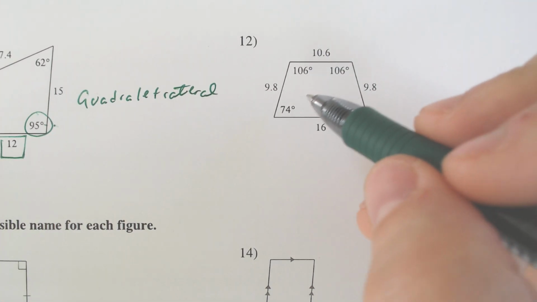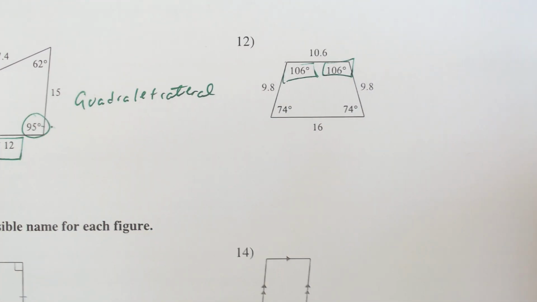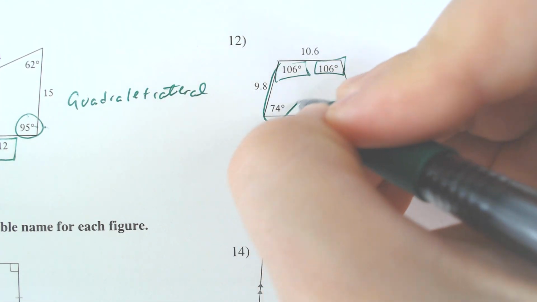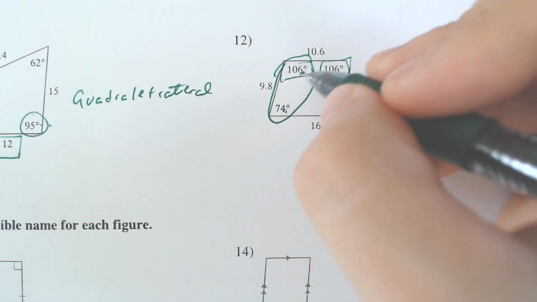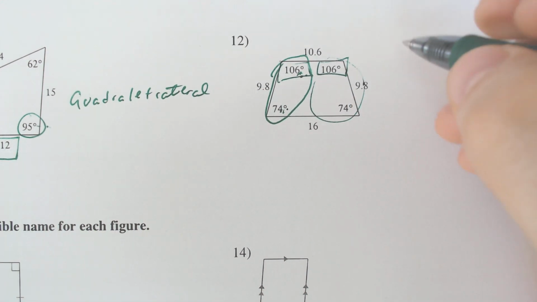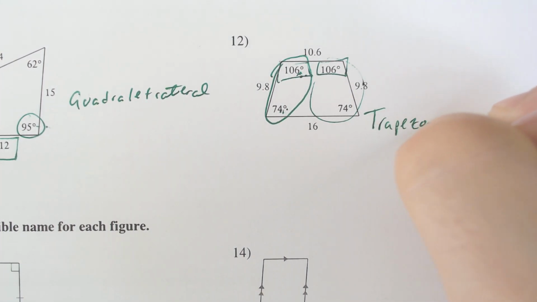12, you got these two right here that are congruent. That's a convenient fact. But more importantly is that these two add to 180. 74 and 106 add to 180, and 74 and 106 add to 180. That makes it a trapezoid.